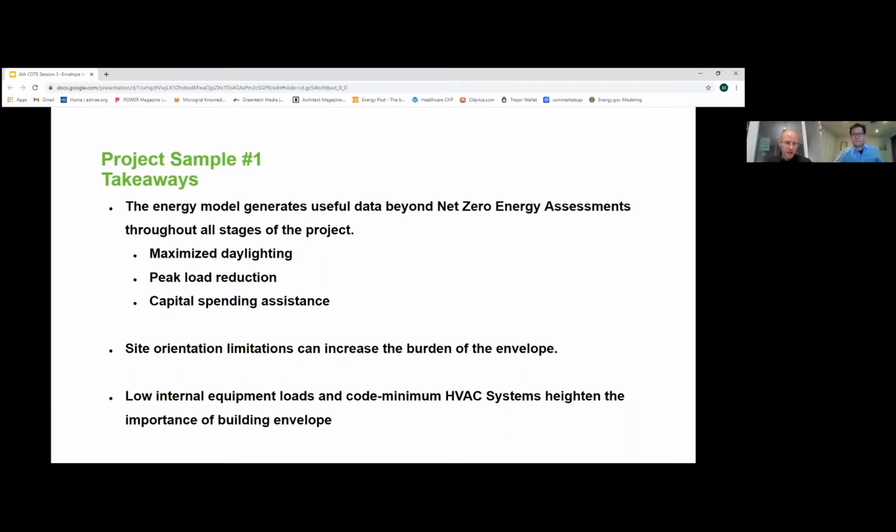So just to close out project sample number 1, the energy model generates useful data beyond your net zero assessments, and it can be used throughout the whole project. So we look at ways to maximize daylighting in the building, reduce your peak load, and capital spending assistance. Point out the site orientation limitations can increase the burden of the envelope, and low internal equipment loads and code minimum HVAC systems really heighten the importance of the building envelope.